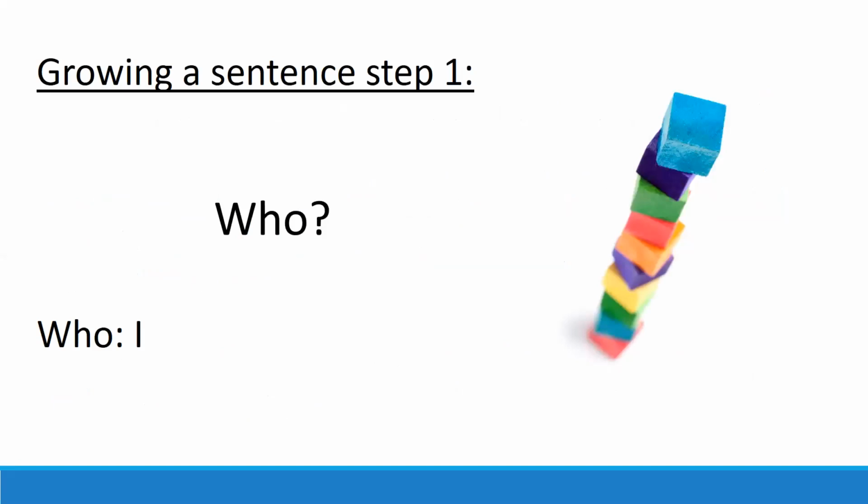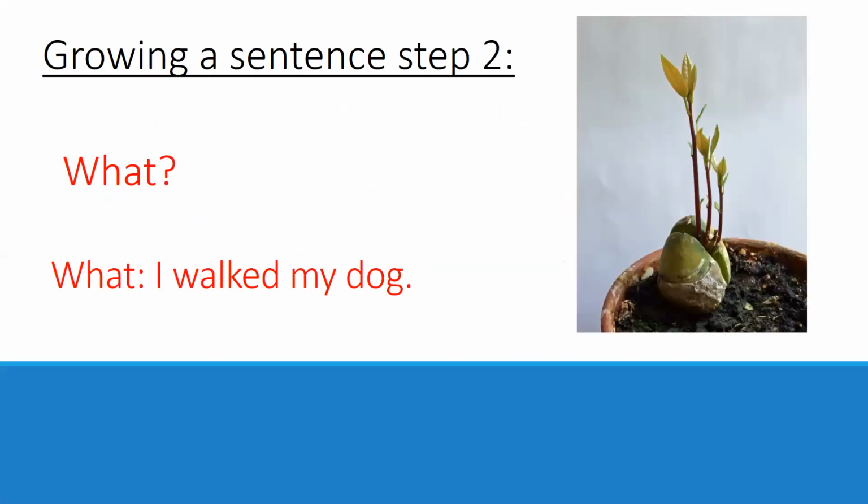So the first step in growing a sentence, who are we talking about? In this case, for my sentence, I'm talking about myself, so I've used I to start my sentence. Growing a sentence, step 2. So what am I talking about? In this case, I'm talking about my dog. So I walked my dog. Now, that's a sentence. However, it's not a very interesting sentence. There's not a lot of detail. All the reader will know is that I walked my dog.